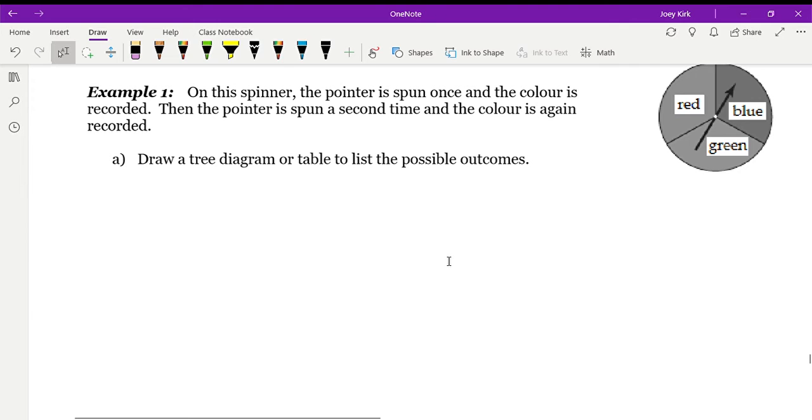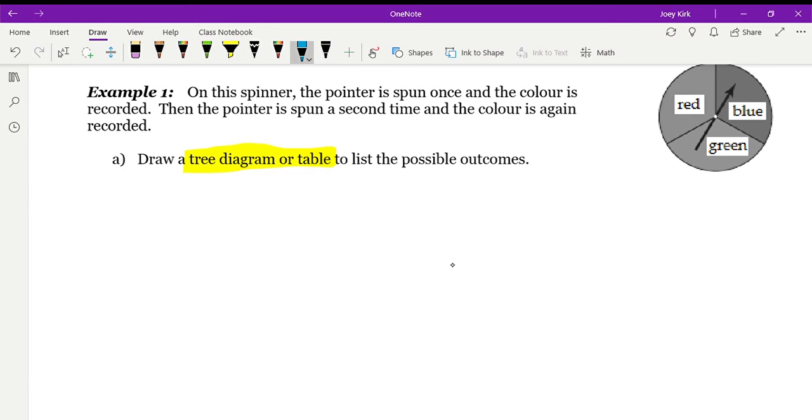So, draw a tree or table diagram. We've got a question here that says we can do either. I will do both for this question, but if you find one that works good for you, that's okay. Please try and learn how to do both though, all right?